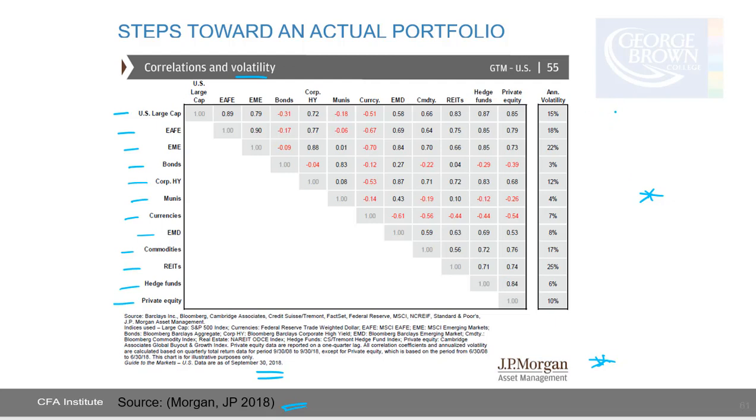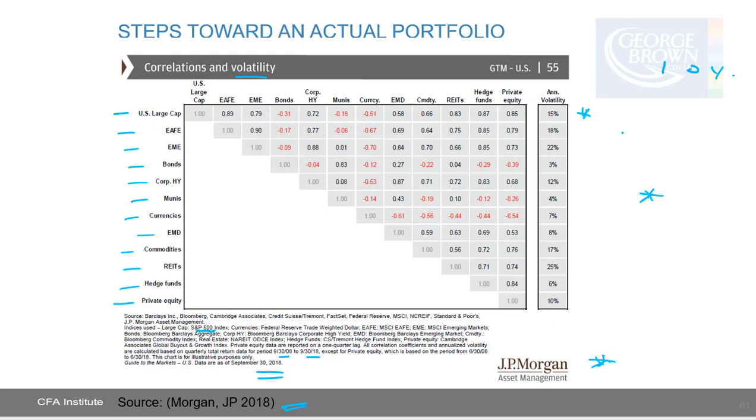So for example, if we're looking at the S&P, the U.S. large cap, and if we look down here, what is the U.S. large cap? It's the S&P 500 index, that the annual volatility is 15%, okay? And you can see this data is 10-year data. It's based on a quarterly return from 2008 to 2018, okay? So it's 10-year quarterly returns.